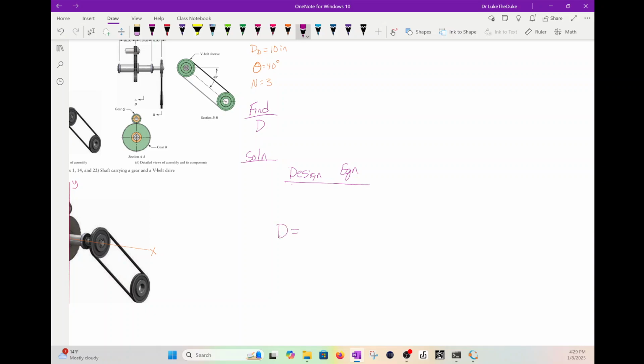D equals the quantity 32 n over pi times the square root of Kt M over Sn prime, squared, plus 3/4 T over Sy, squared, and all of this is raised to the 1/2. Again, this is very similar to those other two, just with some modifications.